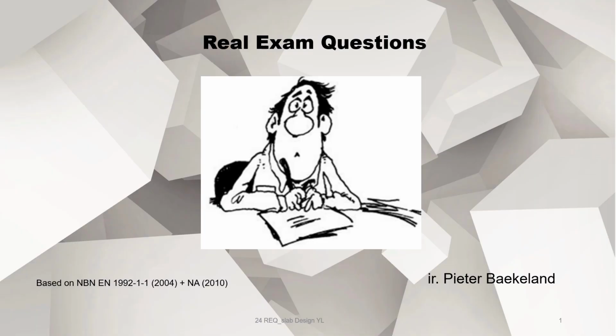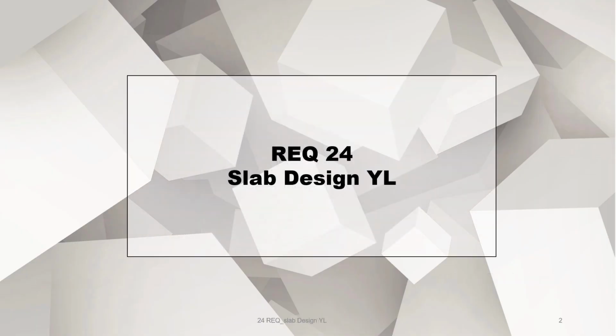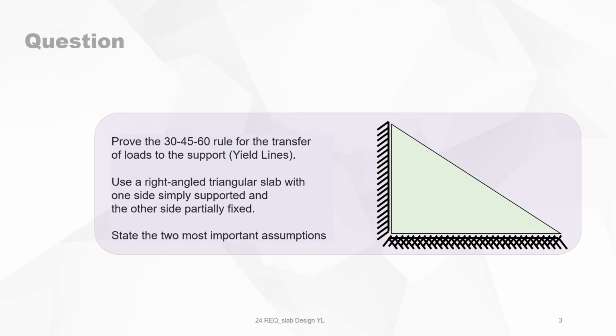Real exam questions. This is question 24 and it deals with yield lines and slab design. Prove the 30-45-60 rule for the transfer of loads to the supports by means of yield lines. Use a right-angle triangle slab with one side simply supported and the other side partially fixed.